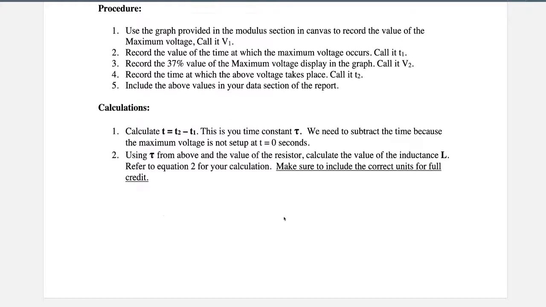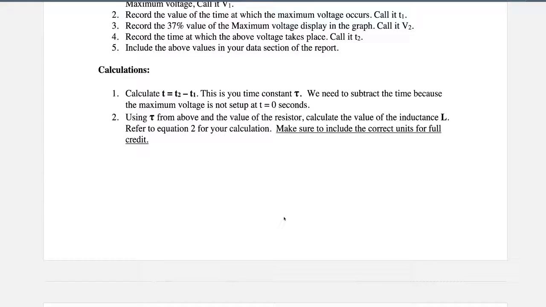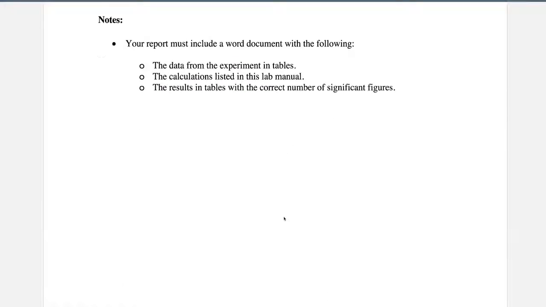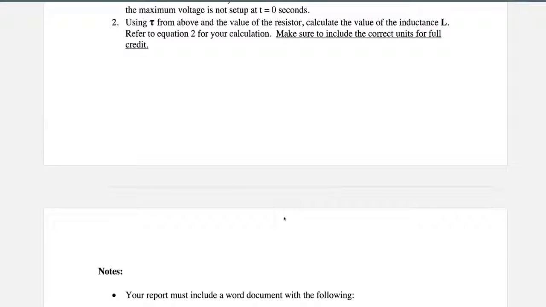We will calculate T, which is T2 minus T1. This is going to be our tau. We need to subtract the times because we don't have the maximum voltage at 0 seconds. If it started from 0, then you wouldn't need to. Now, using tau from above and the value of the resistor, we will be able to calculate L, the inductance. We are going to include the units, and this is what we should have in our lab report.